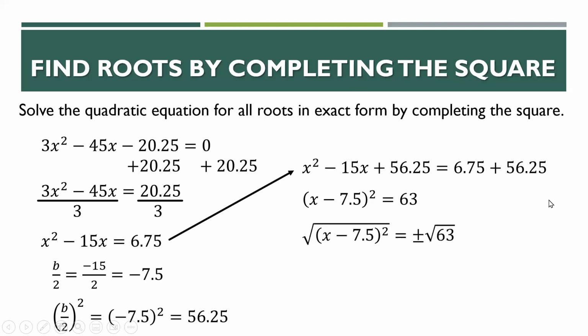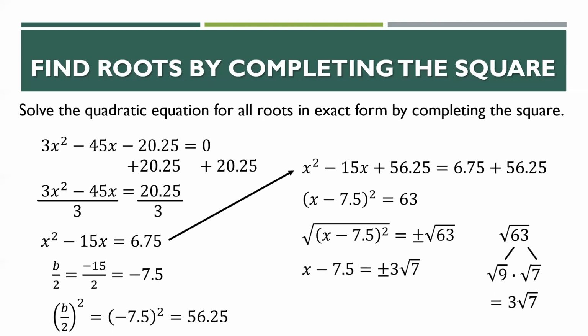Our next step, we're going to square root both sides. And remember, it's plus or minus the square root. So we've got plus or minus the square root of 63. That can be broken down into the square root of 9 times the square root of 7. So fully simplified, we would get 3 square roots of 7.